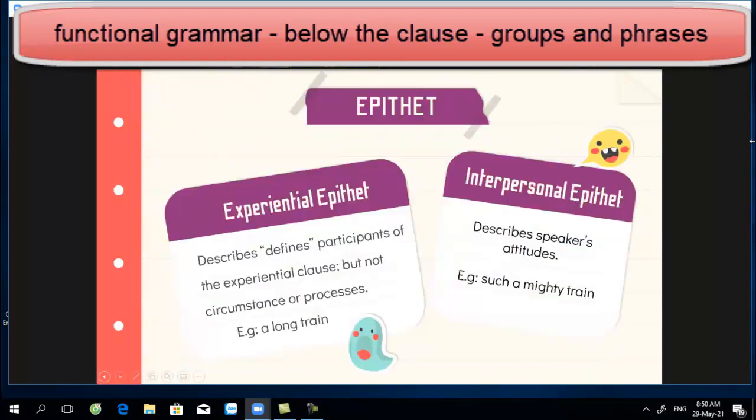Experiential epithet defines a participant of the experiential course, but not circumstances or processes. For example, a long journey. An interpersonal epithet describes the speaker's attitude, for example, such a mighty journey.